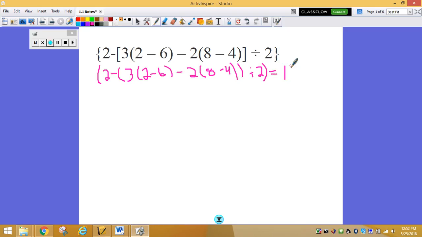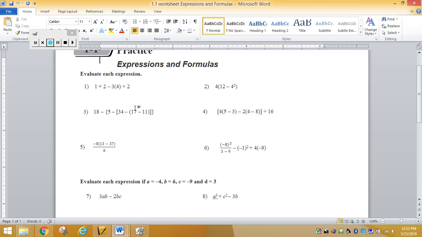The answer should be 12. If you did not get 12, I want you to try and type it in again. Anywhere I wrote a parentheses, you need to type a parentheses. Okay? So this will get you through 1 through 4. Very easy. Just keep using parentheses, type it all in your calculator.